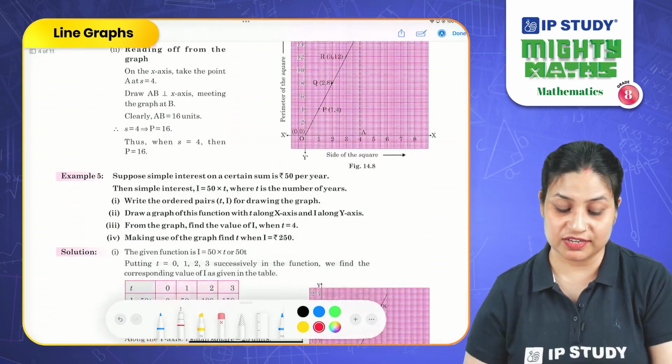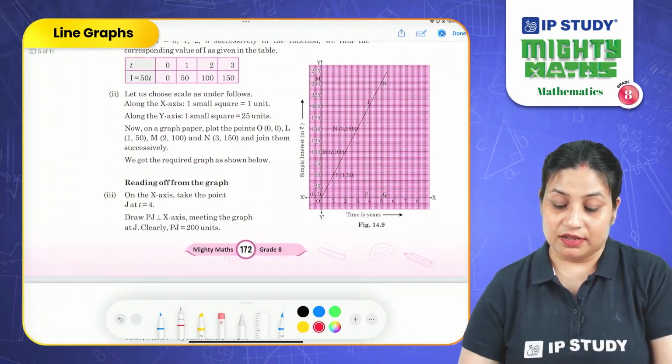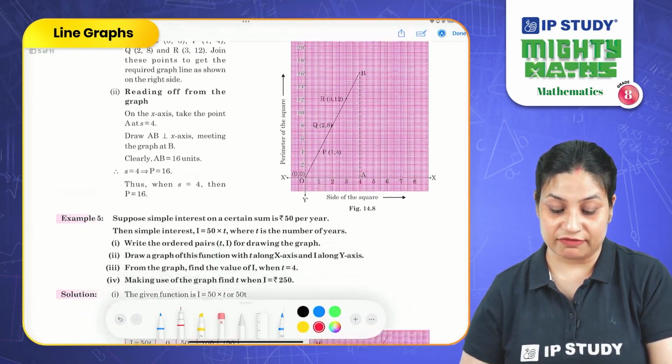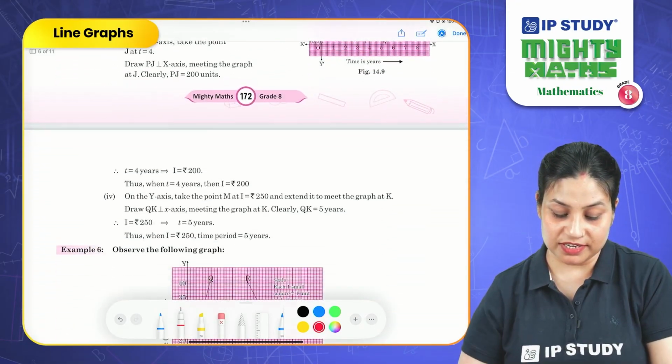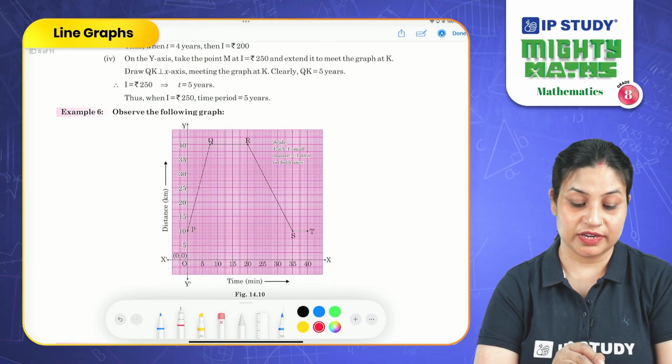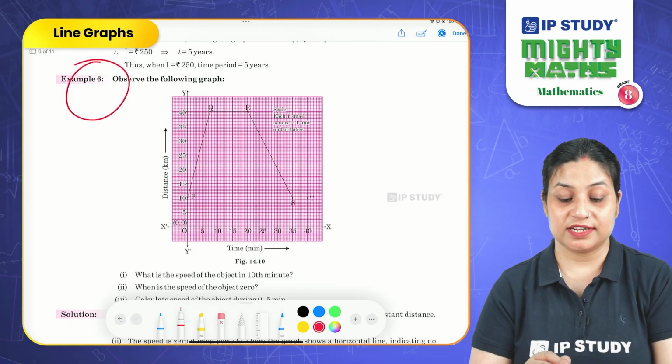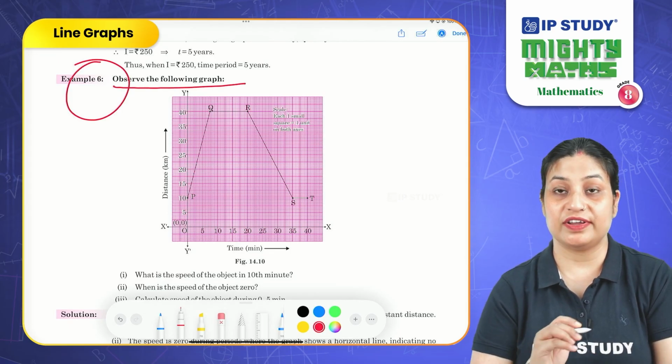Now let's move on to the next topic. The next topic is how to interpret a given line graph. Right? So in order to understand that, let's take an example over here. Let's take example number 6. So what is given over here? It is saying observe the following graph.